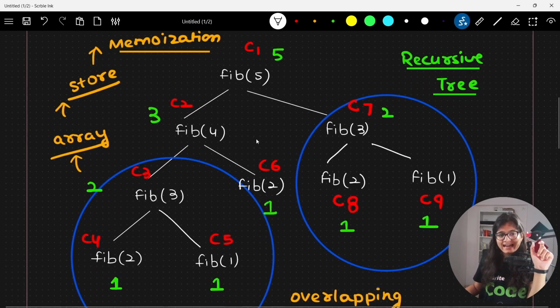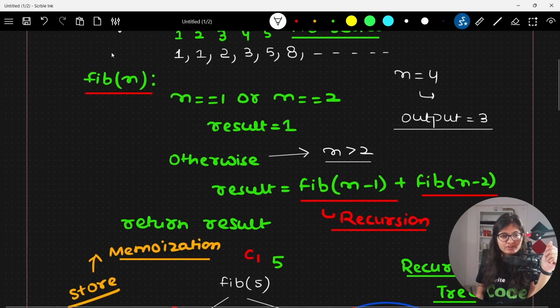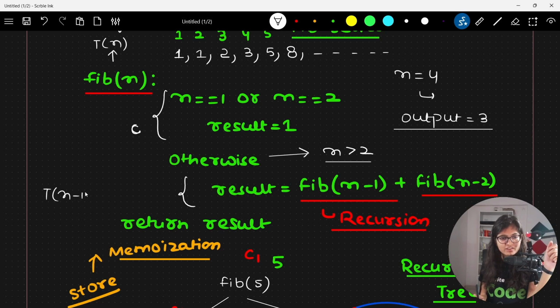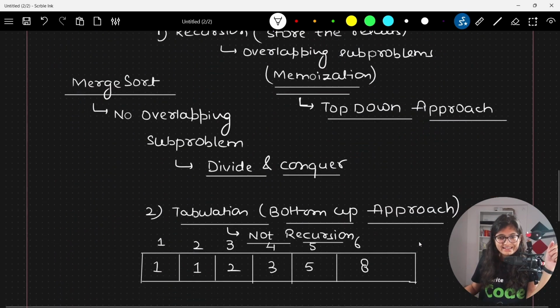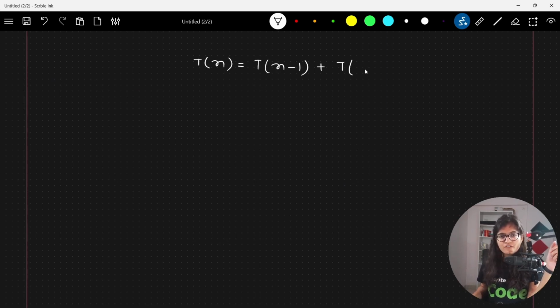Now if I talk about the time complexity of the same, what is the recurrence relation, by the way, for this particular code? Suppose this is T of n. Can I say that when I have a small problem, meaning when the value of n is less than or equal to 2, it will be constant only, right? But when n is greater than 2, it is T of n minus 1 plus T of n minus 2, right? So can I say that the recurrence relation of this Fibonacci series is T of n minus 1 plus T of n minus 2?